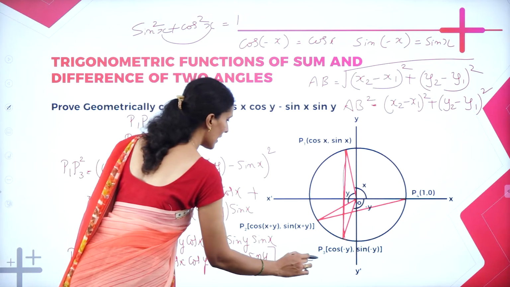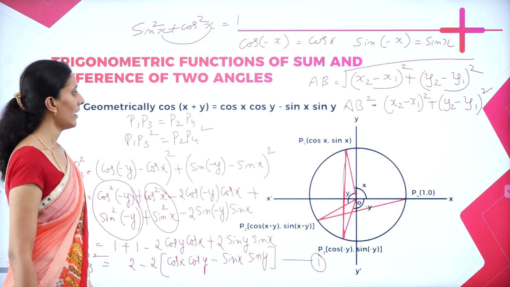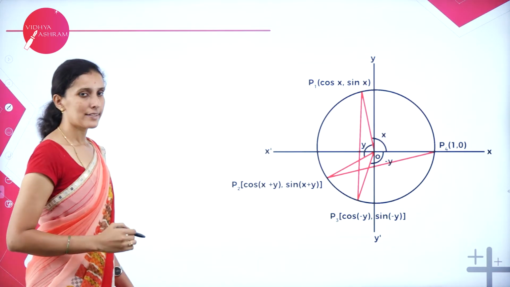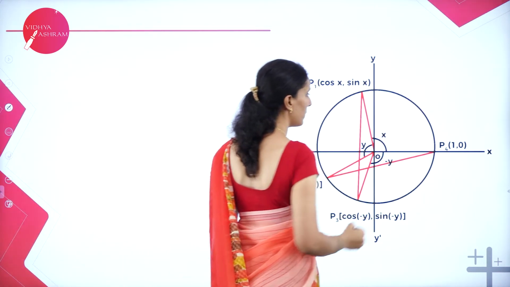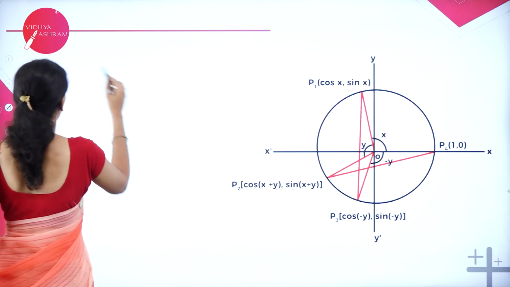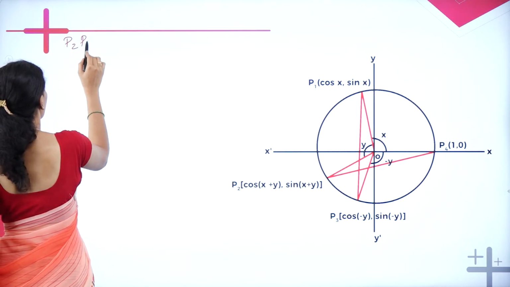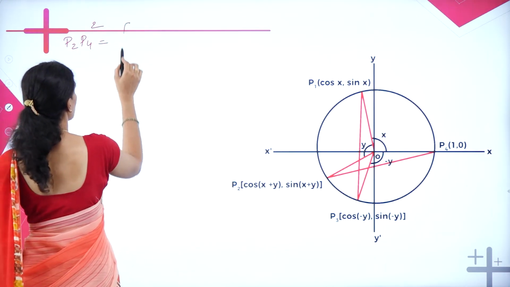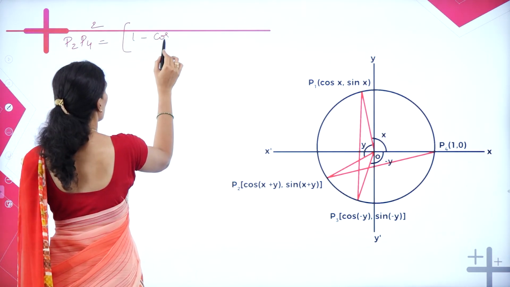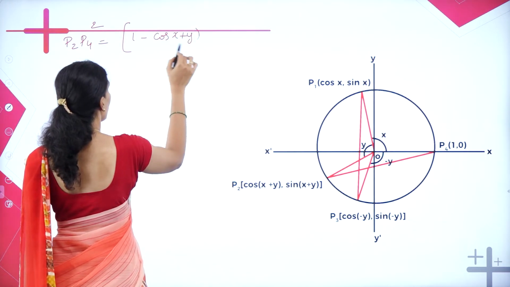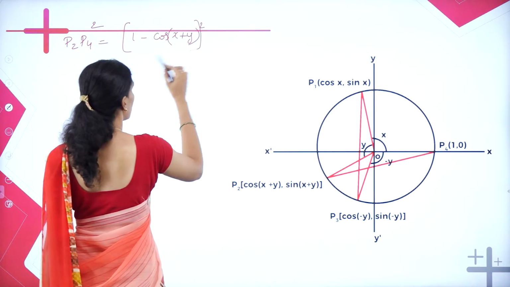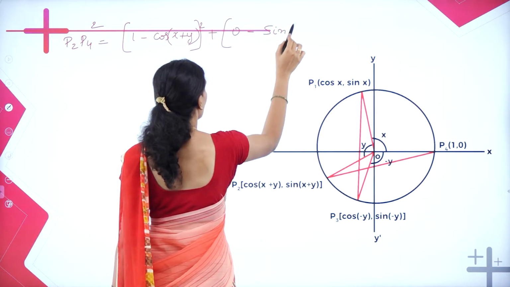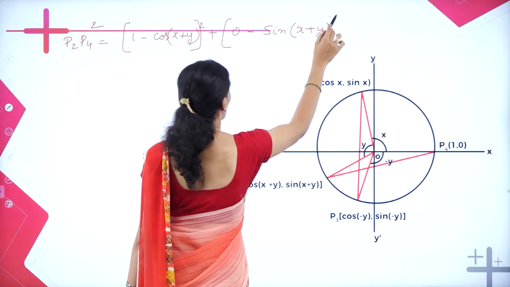So let me take this as equation 1. Next, I have to calculate this distance P2P4. So P2P4 whole square. You can take any one. So this becomes (1 minus cos of (x plus y)) whole square plus (0 minus sin of (x plus y)) whole square.